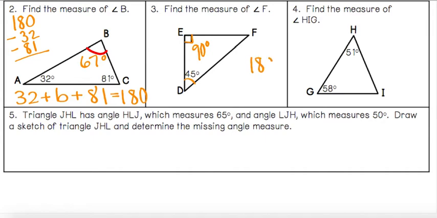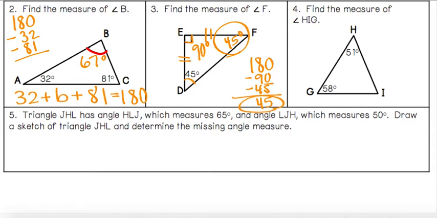So if I take 180 and I subtract 90 and I subtract 45, the angles I know, it's going to leave me with the angle measurement of what's left. And sure enough, it's 45. So the measure of angle F is 45 degrees. If we were to classify this triangle, it'd be a right triangle, but it would also be an isosceles triangle because these two sides are going to be congruent, because they also have congruent angles.